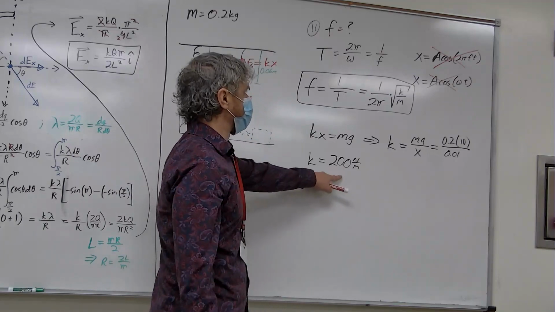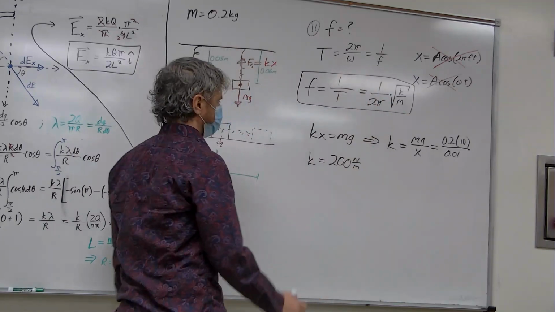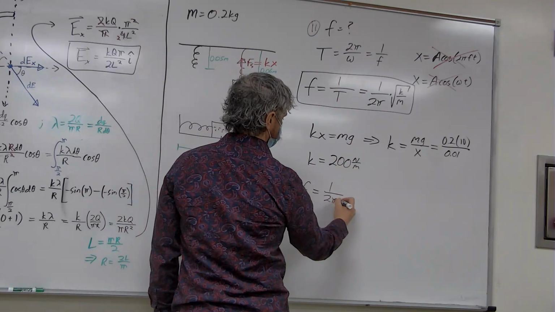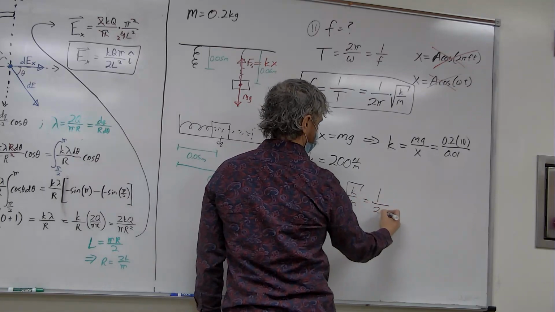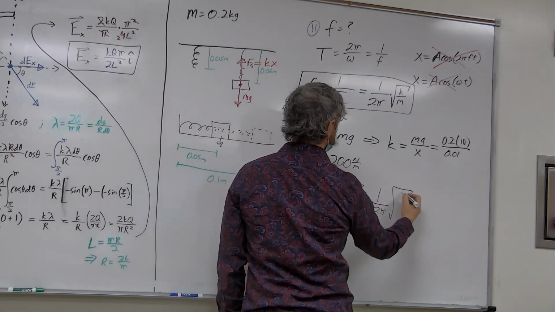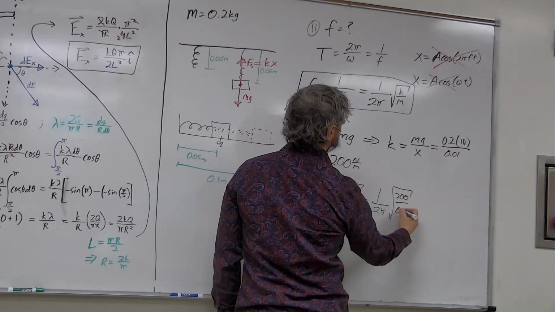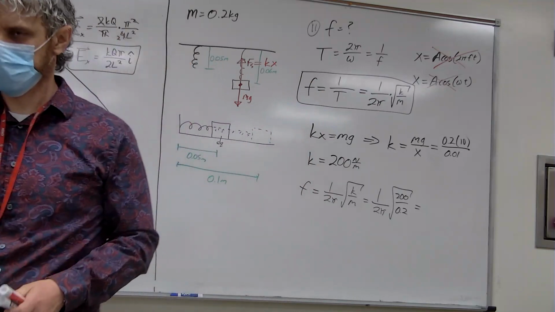Now that we have the spring constant and we do have the mass, now we can find the frequency. So I take that equation, 1 over 2 pi times the square root of k over m. It's going to be 1 over 2 pi times the square root of 200 divided by the mass, which is 0.2. You should all be able to do this in your head.